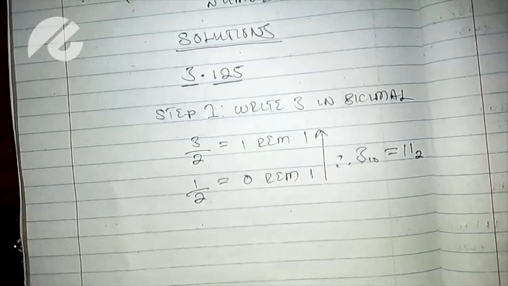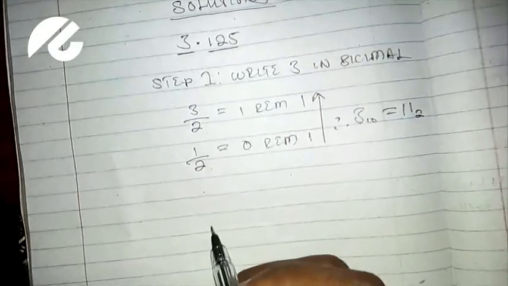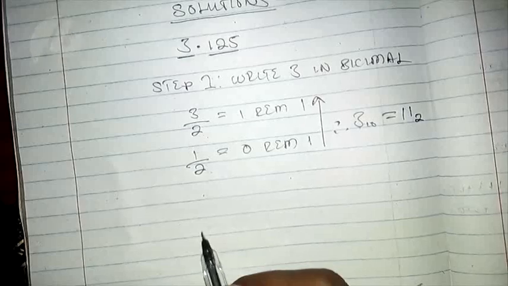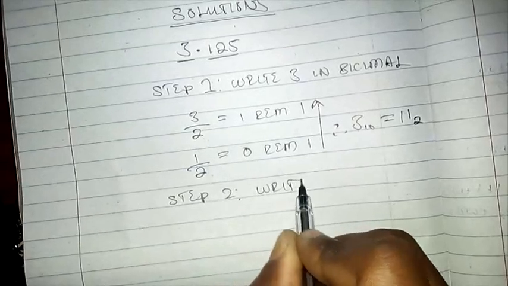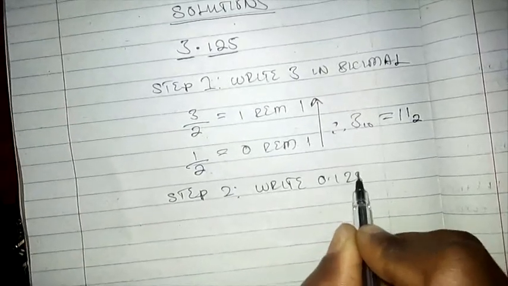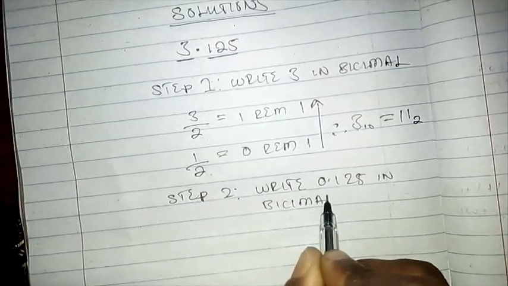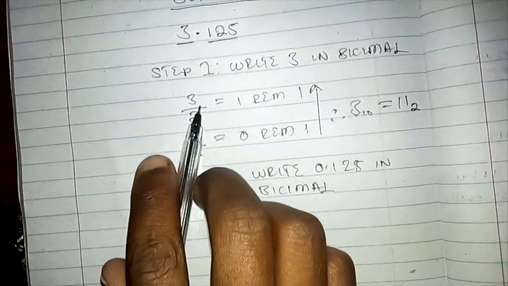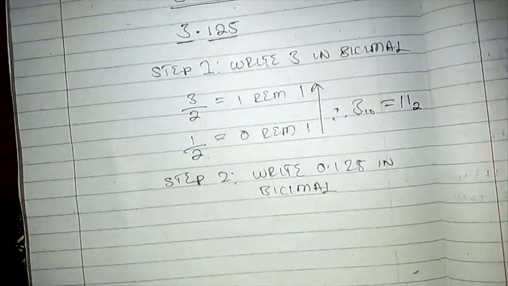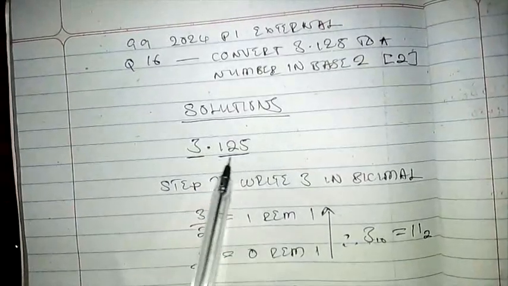Now let us look at step 2. Step 2, we write 0.125 in bicimal. So how do we do that? Remember, here we were dividing the number repeatedly by 2. Here we have to multiply the number, this decimal part, by 2. Let me show you by answering.